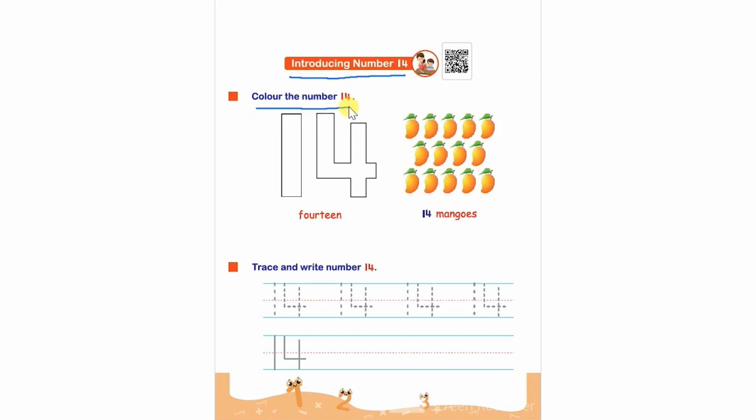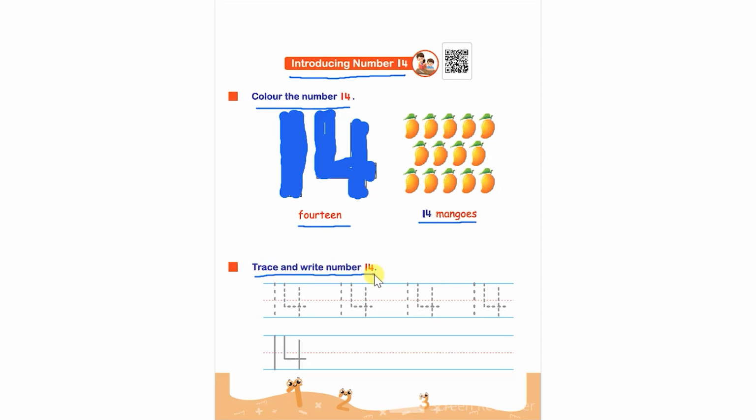In this worksheet, the topic is introducing number 14. Color the number 14. So over here the child has to color the number 14. So they can color it using crayons or pencil colors like this. And after that they have to read the number in words that is given below over here, 14. Please emphasize them on counting the number of mangoes that are given over here. So there are 14 mangoes given over here.